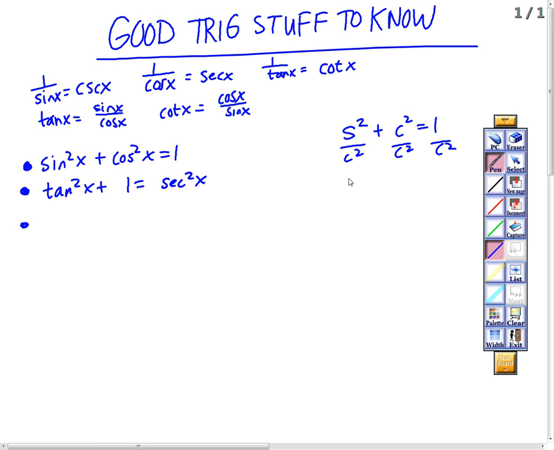Okay, do the same thing, but now divide by what? Sine squared. Sine squared divided by sine squared. Cosine squared divided by sine squared, cotangent squared. And 1 divided by sine squared, cosecant squared. Like this?